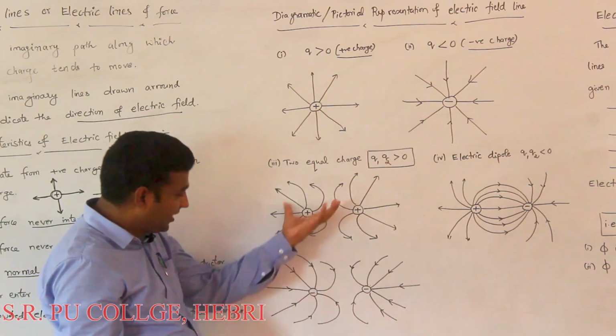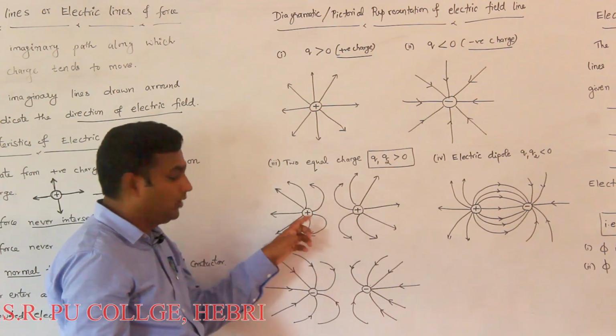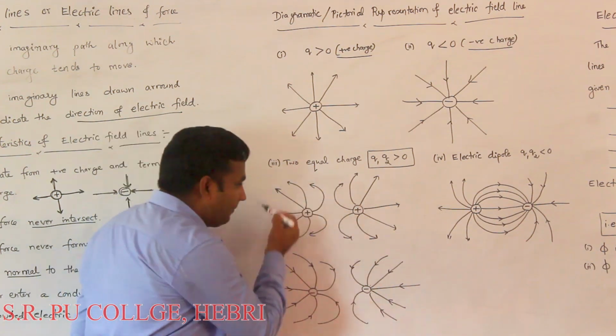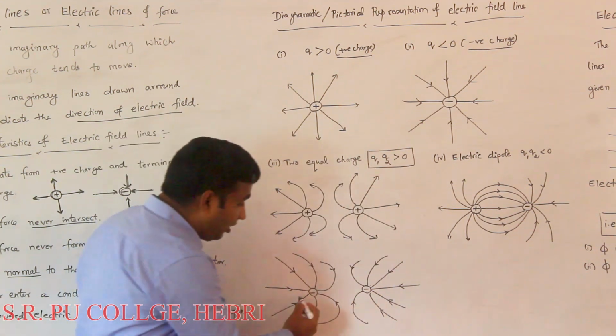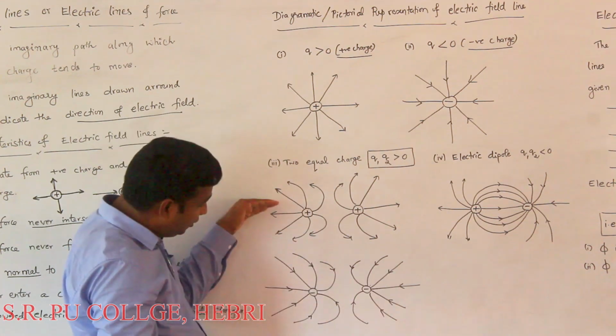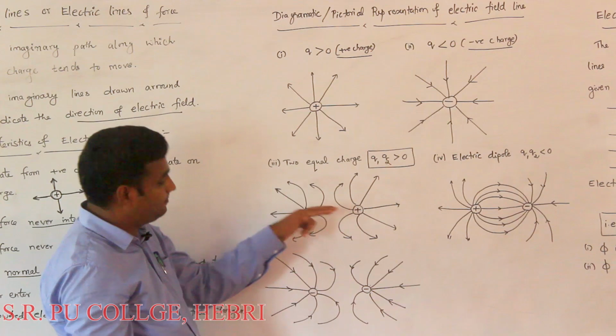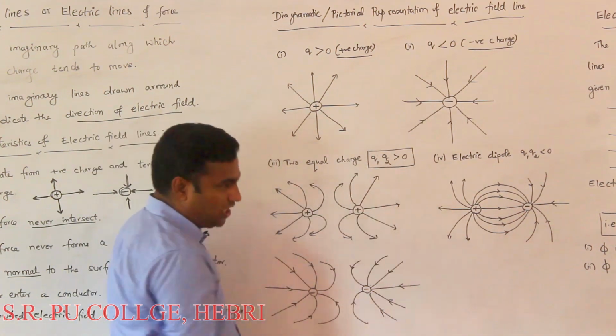That's why if you consider this diagram, there are two sets of diagrams. If I take plus plus, both will repel each other. The diagrammatic representation is like this. If I consider minus minus, both repel each other. The diagrammatic representation is like this. Now these two are the representations for plus plus and minus minus. Both indicate two equal charges.